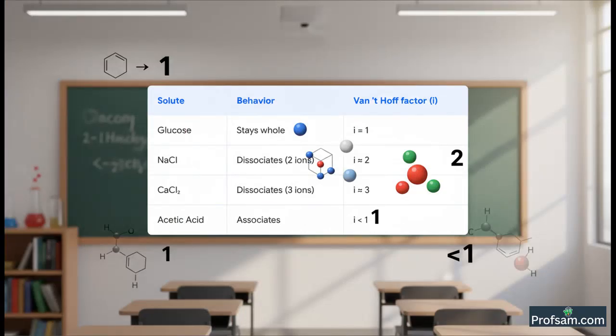It's very straightforward. For a solute like glucose, which just dissolves as 1 single molecule, i is simply 1. For NaCl, which we know breaks into 2 ions, i is 2. And for something like calcium chloride, CaCl2, which forms 1 calcium ion and 2 chloride ions, that's 3 ions in total, so i is 3. It's just a count of how many particles each unit forms in the solution.